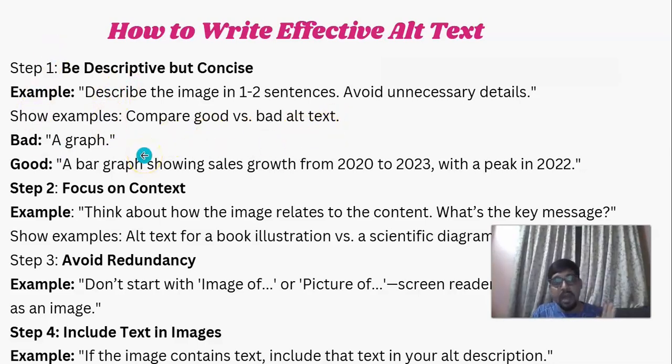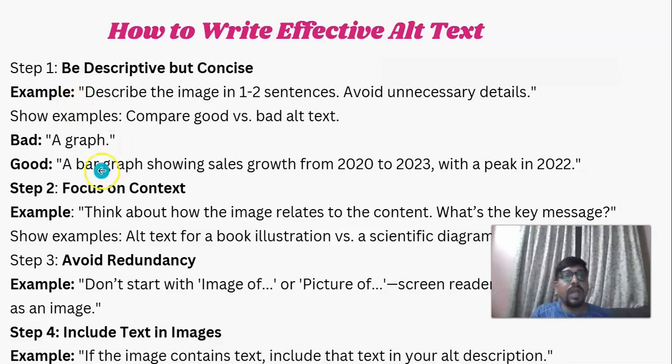Suppose in one graph, if you mention a graph showing sales growth, a good example is a bar graph showing sales growth. The difference is that if anybody listens to this, a graph means there are various types of graph. It may be a bar graph, it may be a line graph.